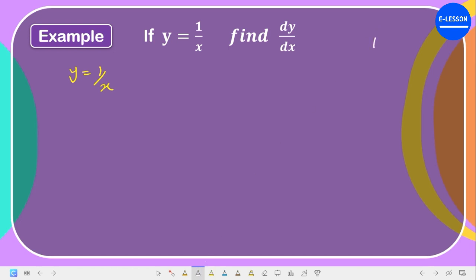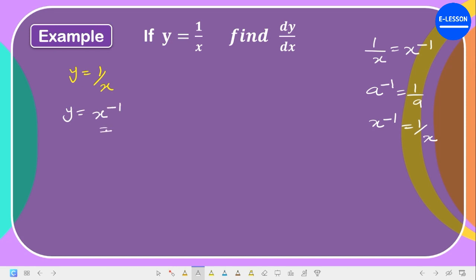Now 1 over x is still the same thing as x raised to the power of minus 1, because we said that a raised to the power of minus 1 is 1 over a. So x raised to the power of minus 1 is 1 over x, and vice versa. So we can say that 1 over x is equal to x raised to the power of minus 1. So this becomes y is equal to x raised to the power of minus 1.